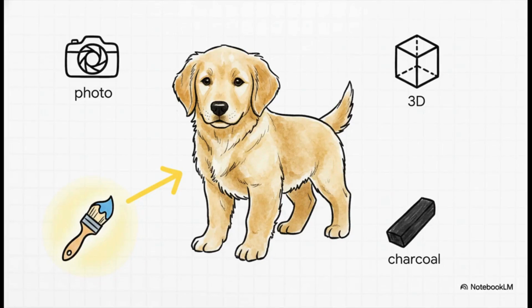All right, let's add the next layer, style. What if you don't want a photo? Easy. We just add something like as a watercolor painting. And just like that, the entire vibe of the image changes. You could ask for a 3D render, a charcoal sketch, or cinematic lighting. The possibilities are pretty much endless.